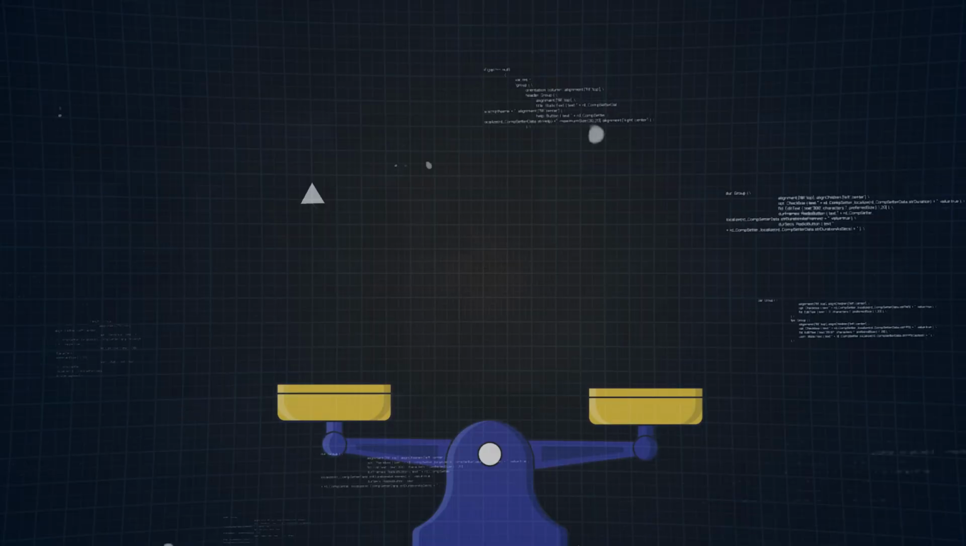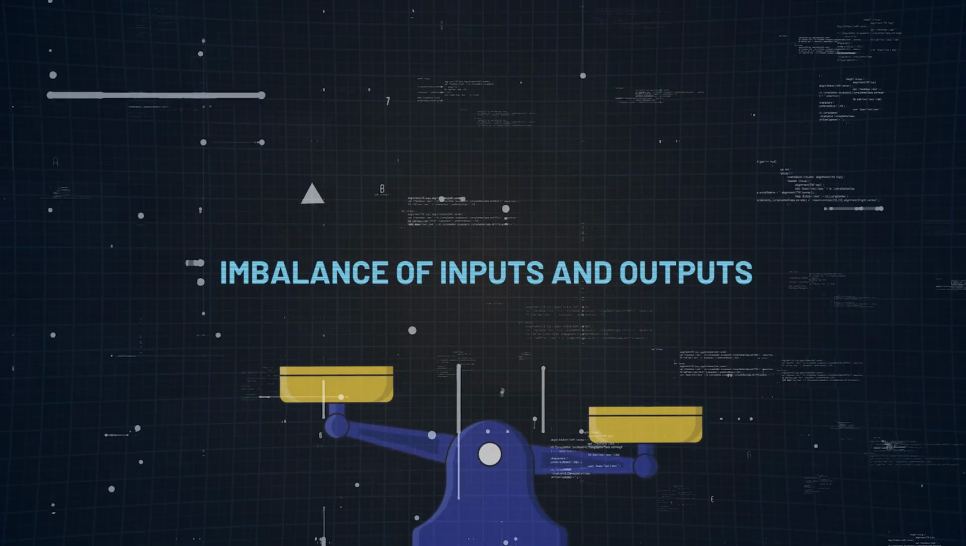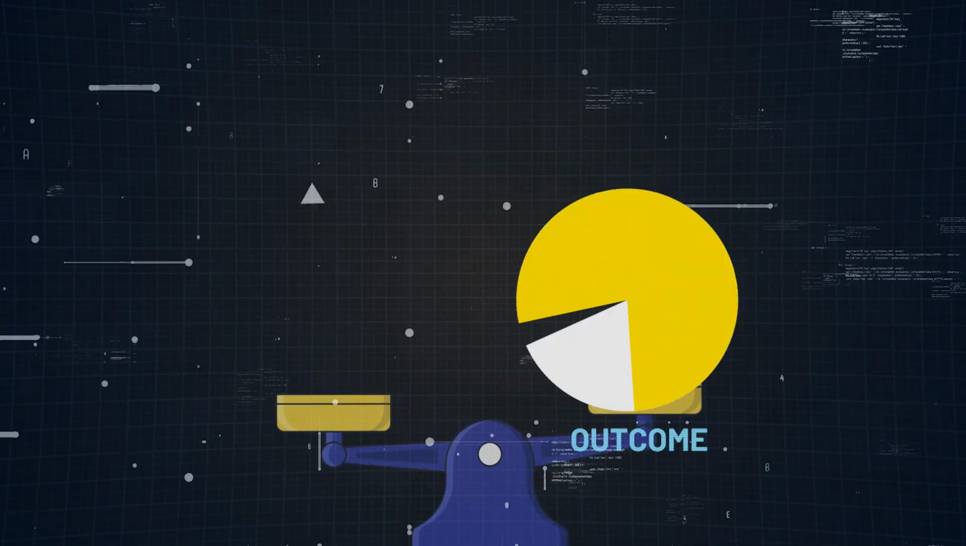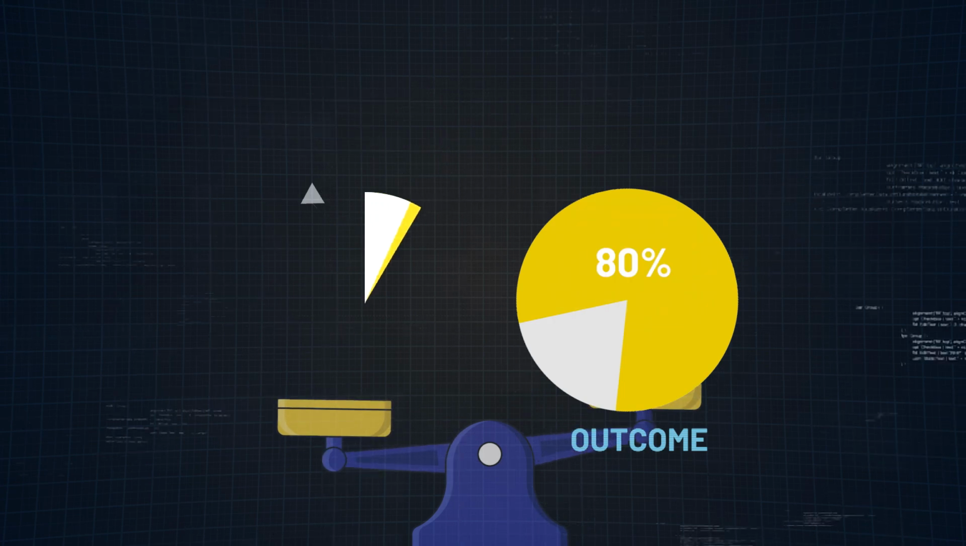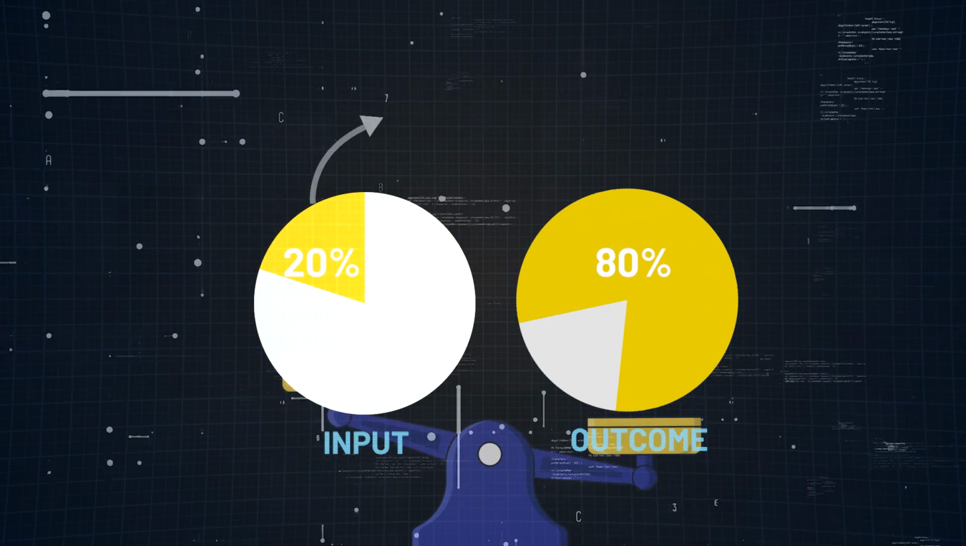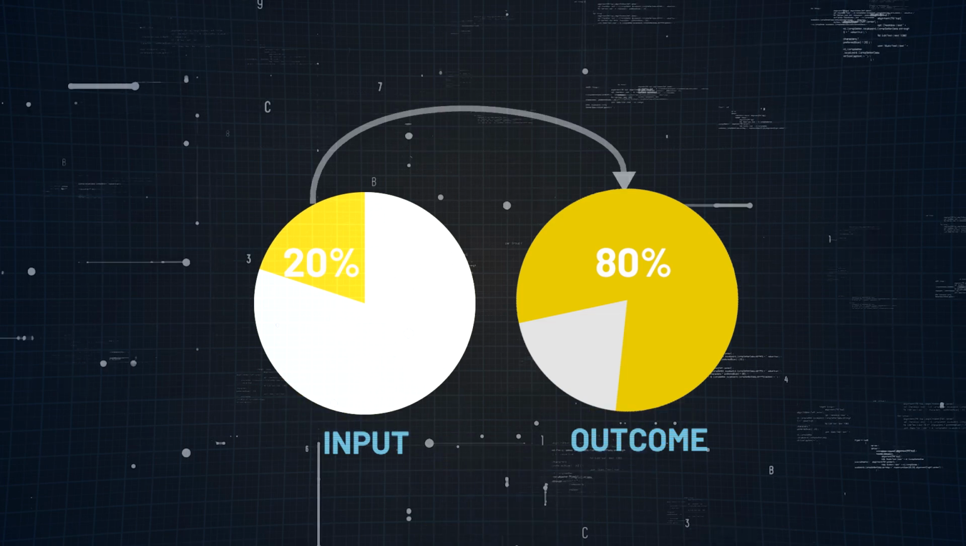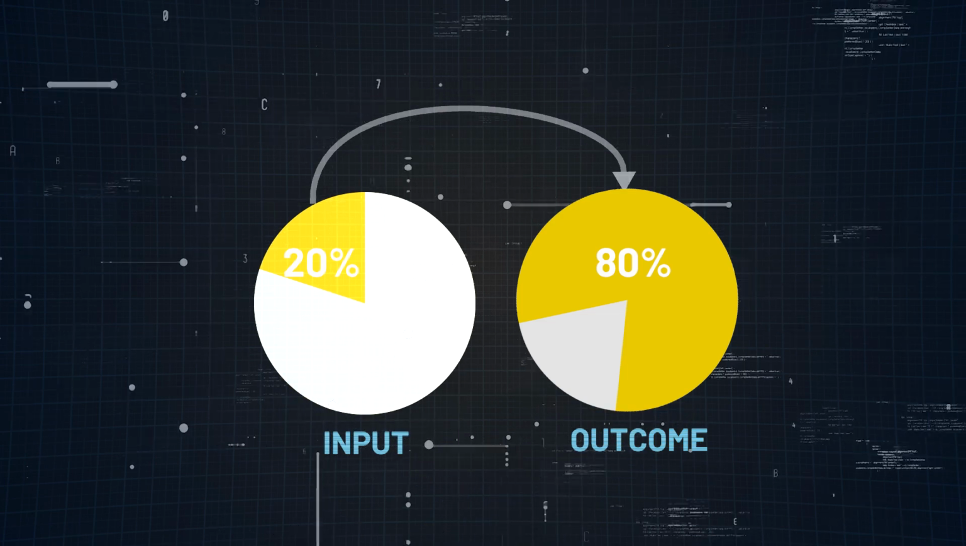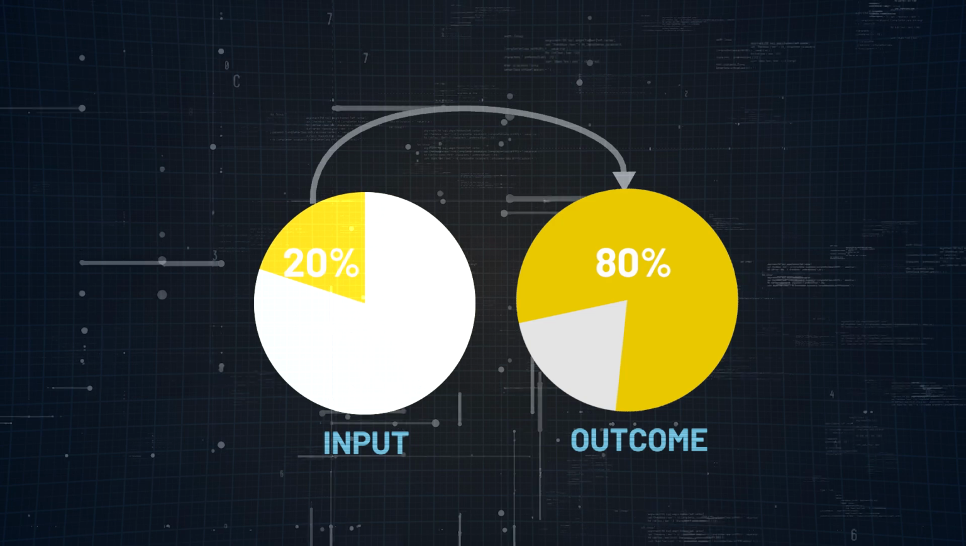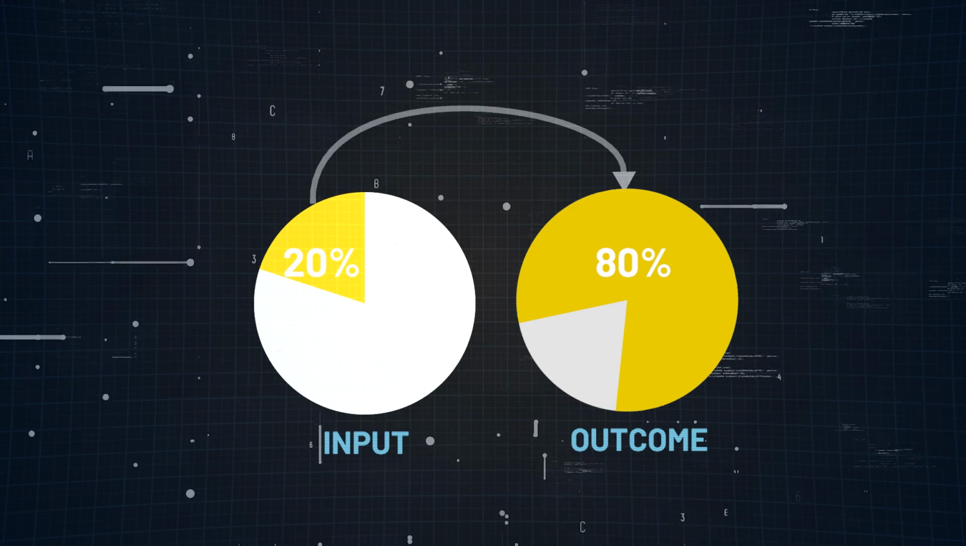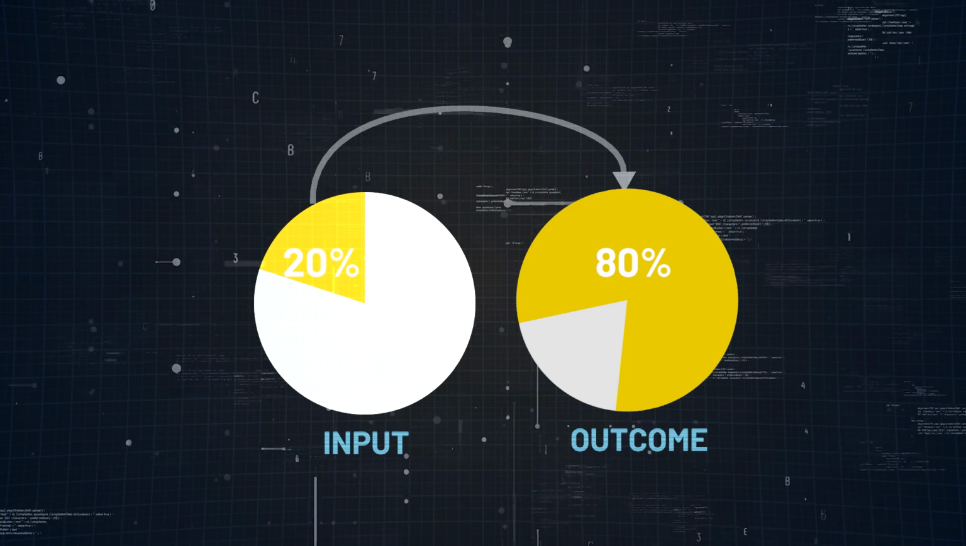Now, at its core, the Pareto Principle, or the 80-20 rule as it's often called, is a statement about the imbalance of inputs and outputs. It suggests that 80% of outcomes or outputs come from 20% of causes or inputs. Now, the beauty of this principle comes from its simplicity and its power. It's not an exact science, but a guideline for identifying the most effective areas to focus on.